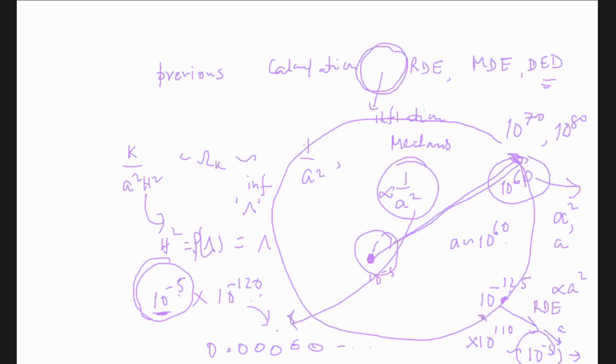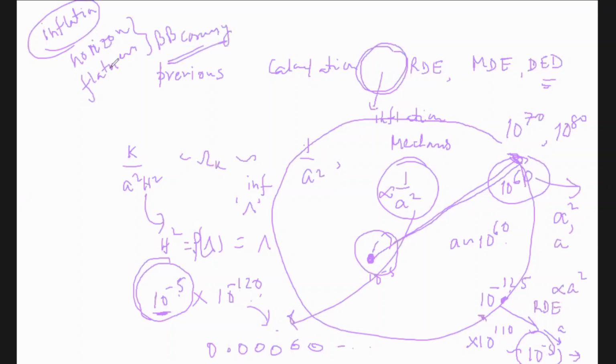So that's why inflation was incorporated for these two solutions. One is the horizon problem, another is the flatness problem. Big Bang cosmology, without inflation, cannot solve these two problems. That's why we need dark energy domination in the beginning with a very much higher scale. And that is the present understanding of the universe.